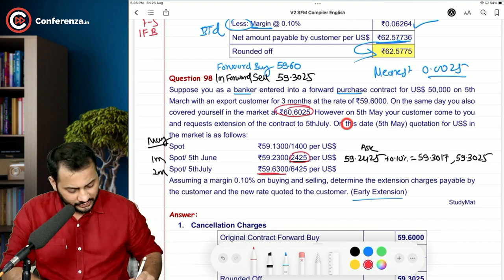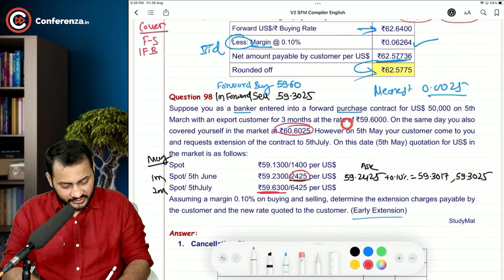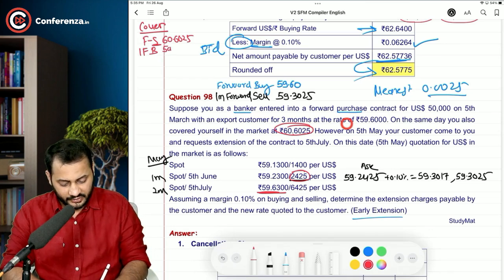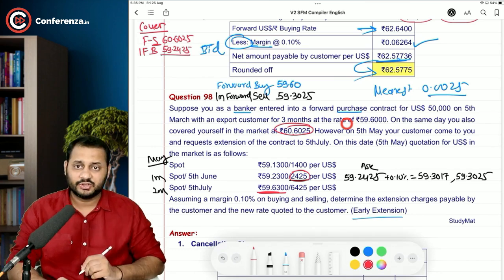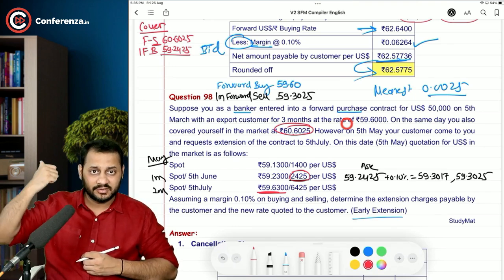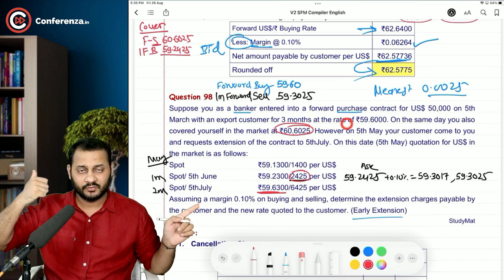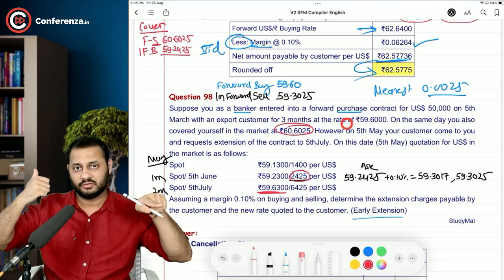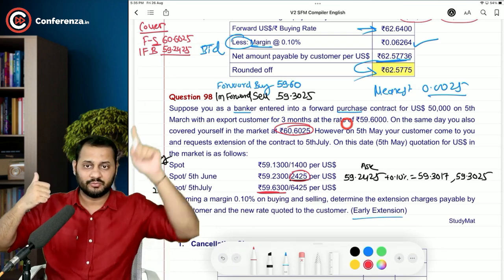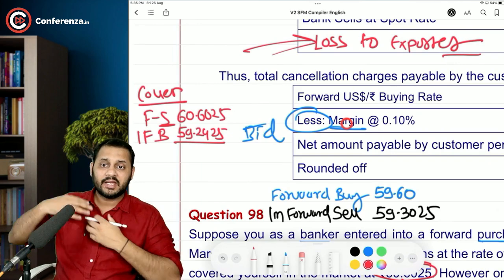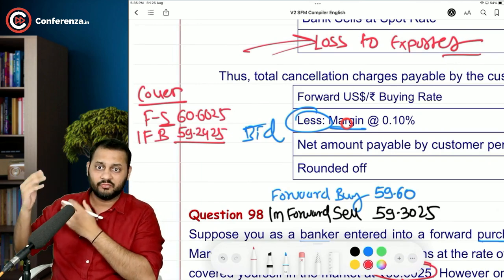Let's do it. I will just show you. So 60.6025, at this you were selling, and 59.2425, at this you will buy from the interbank market. And please understand, when a bank deals with the other bank, there is no place for this margin. This margin is applied only when a bank enters into a contract with the client, not the other bank. So I'm not going to adjust margin in this case. Okay, sir. You can see that when we are cancelling our contract with the other bank, we are making a profit.